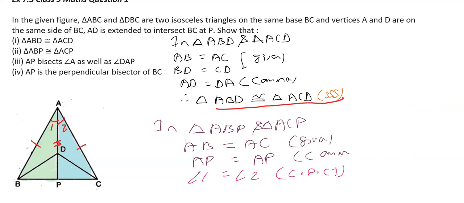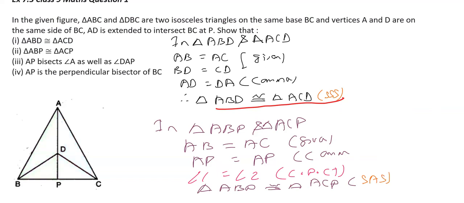So we can see that now the triangles become congruent. Here the triangle ABP is congruent to triangle ACP, and this is congruent by side angle side, as the angle is included between the two sides.